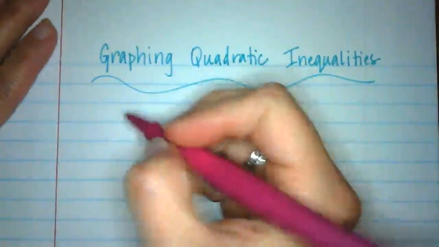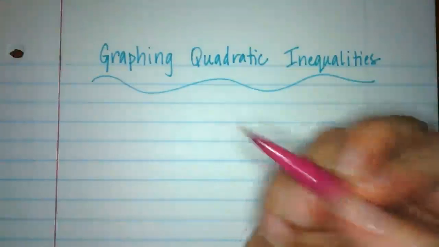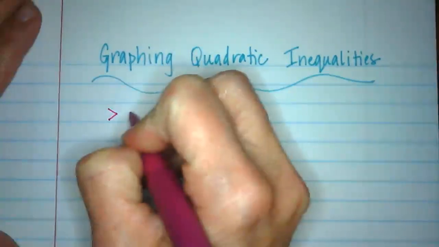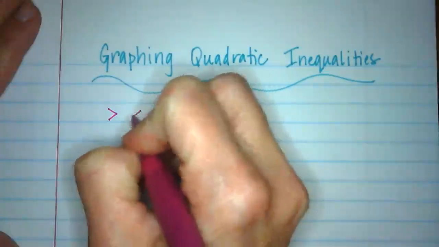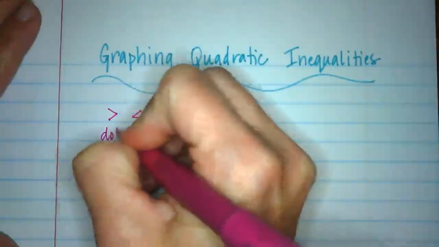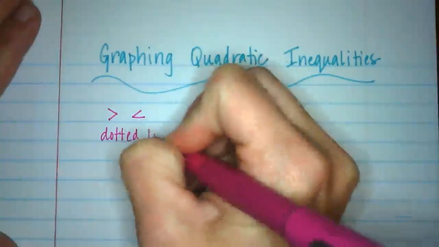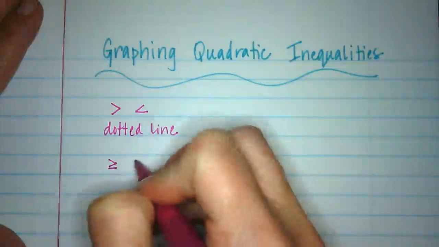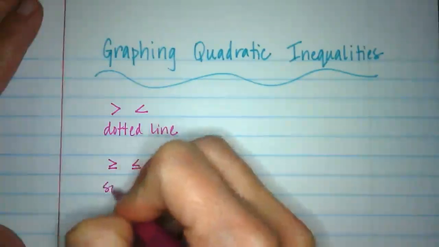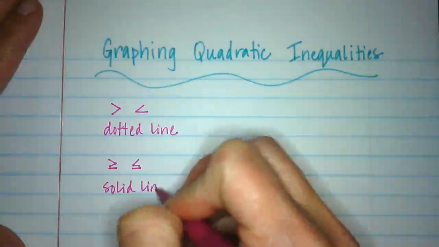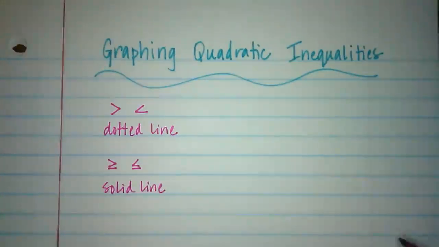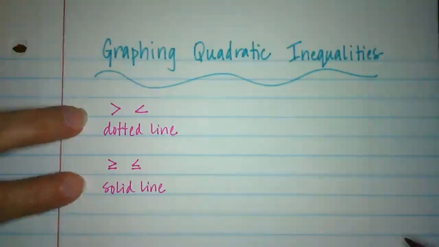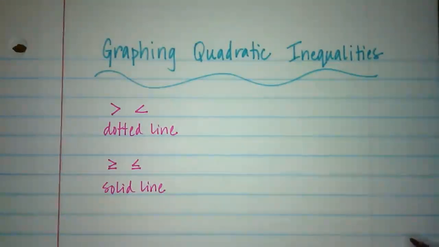inequalities. So first off, we would use the greater than or less than symbol. If we have greater than or less than, we used a dotted line. If we had greater than or equal or less than or equal, we used a solid line. So the same thing's going to happen. We will graph our parabola, and then we'll need to verify whether we should be using a solid line or a dotted line.